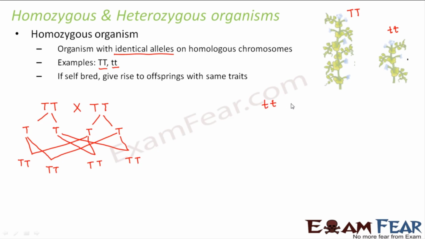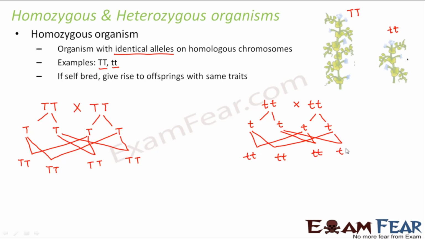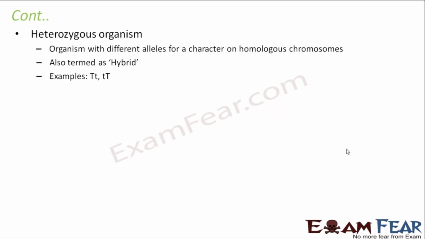Similarly, if we self-bred the dwarf plants, in that case also, what are the possibilities? This will give out its alleles, and these alleles can combine in any of these fashions. So in all the cases we get homozygous dwarf plants, right? So this is all about a homozygous organism. Let us now look at a heterozygous organism. I am sure you know by now what is heterozygous.